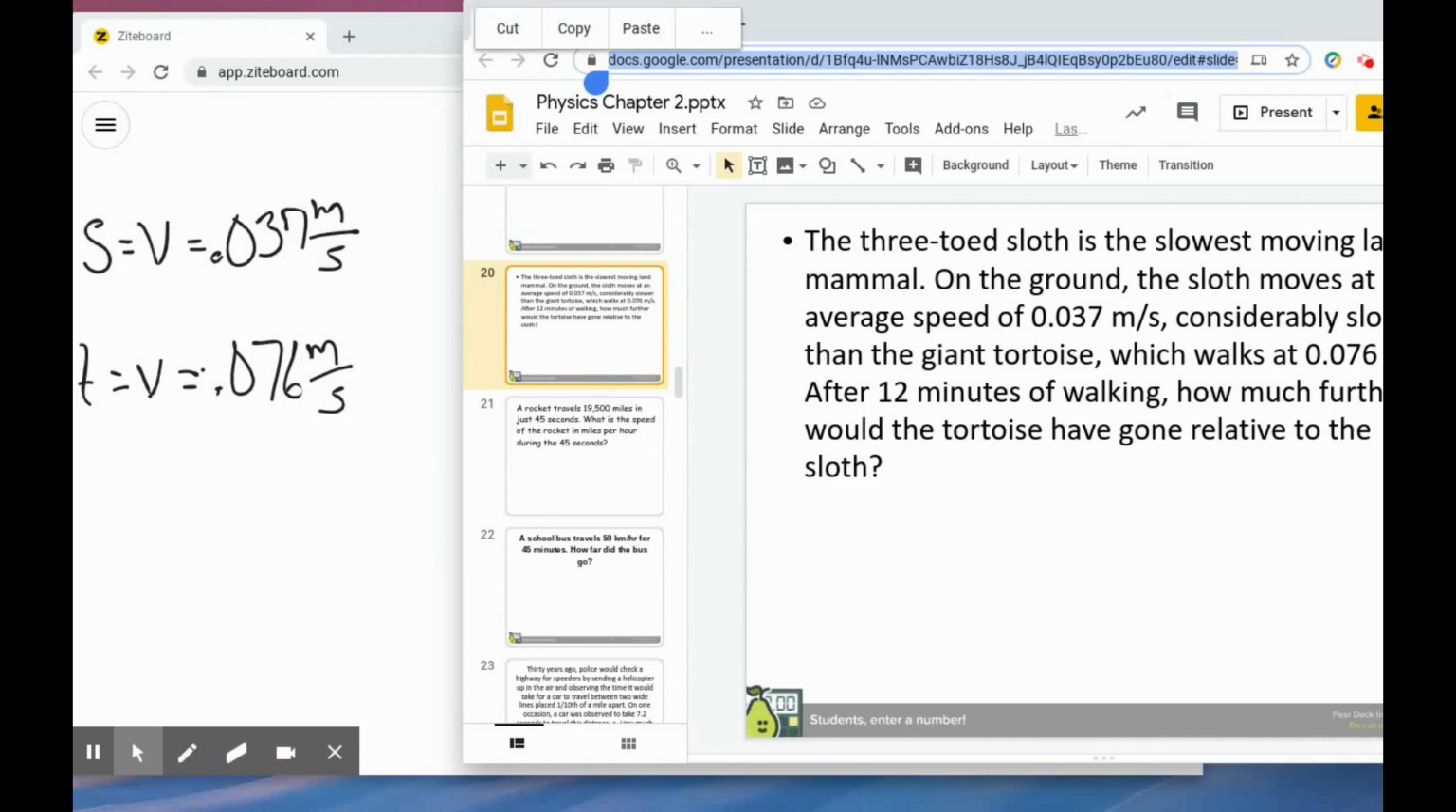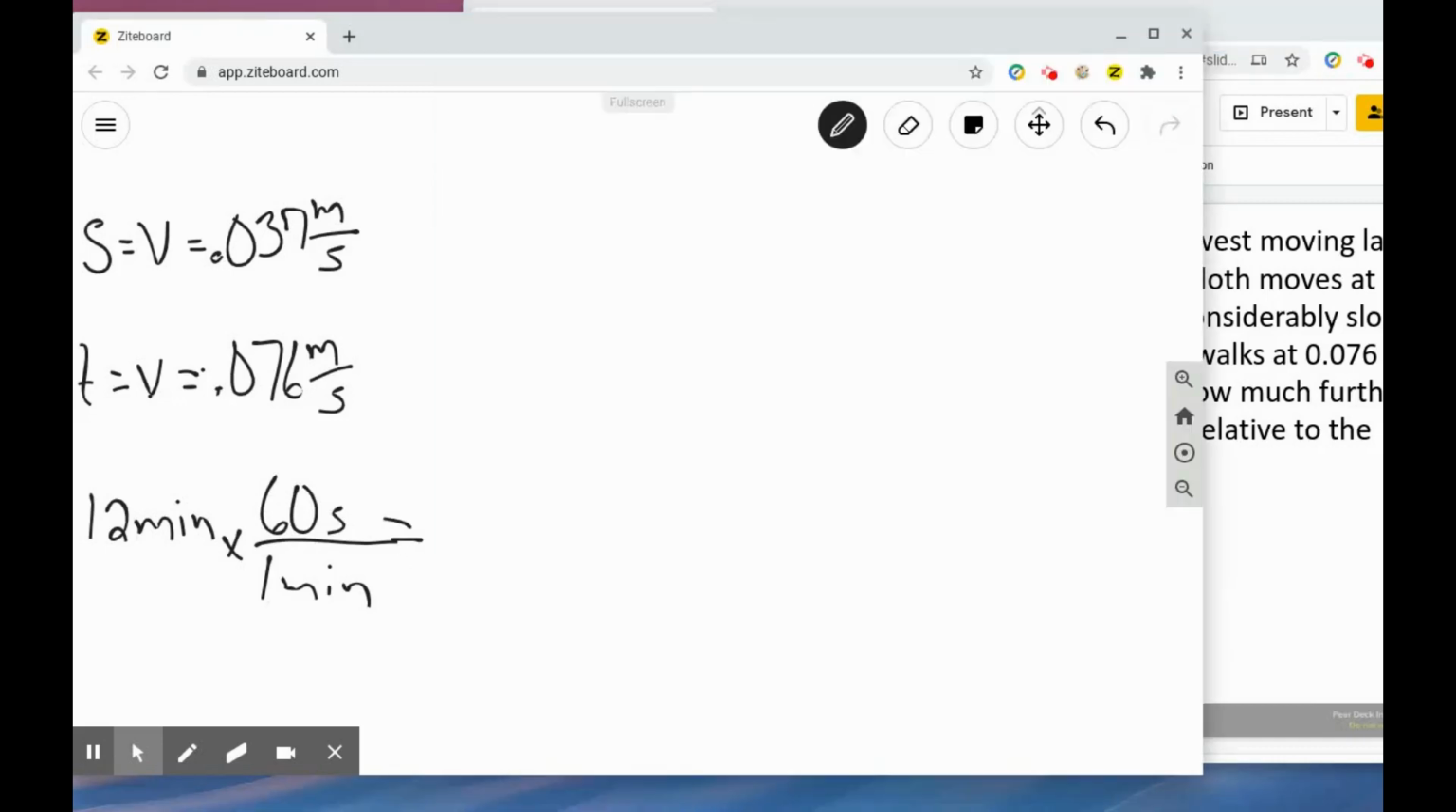So we've got their time of 12 minutes, which we need to get in seconds. So 1 minute is 60 seconds. And if we take 12 times 60, that's going to give us 720 seconds. So we need to figure out how far each animal has gone. So we'll take their velocity equals distance over the time of 720 seconds.